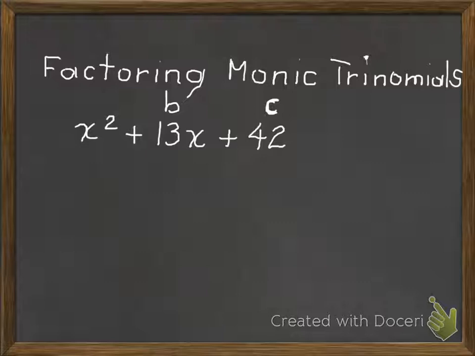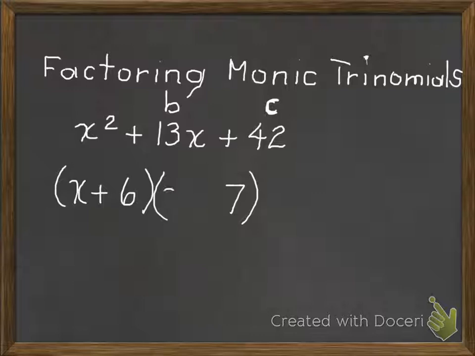You can see here, most of you can probably see it right away, 6 times 7 is 42, and 6 plus 7 is 13. So then we use those numbers, 6 and 7, like this. We put them at the end of the parentheses. They're both positive. And this is the factorization of the trinomial.